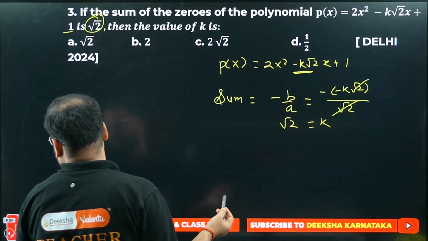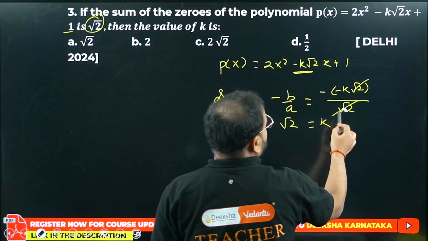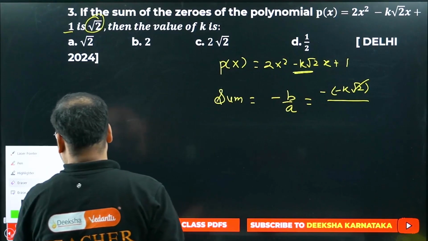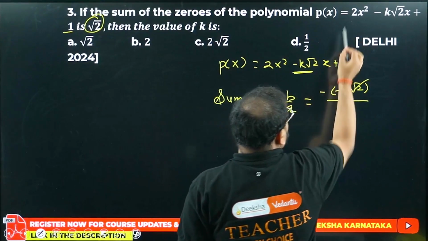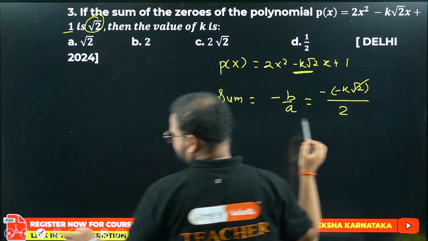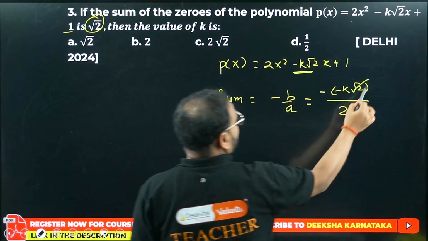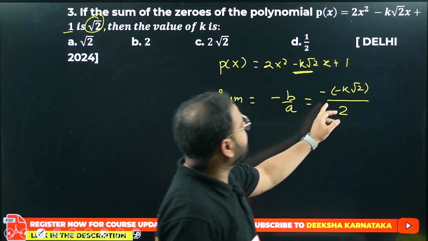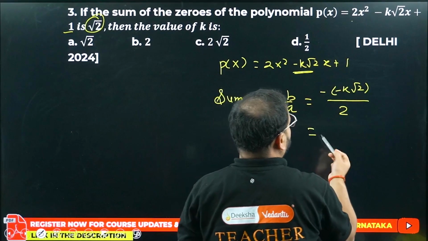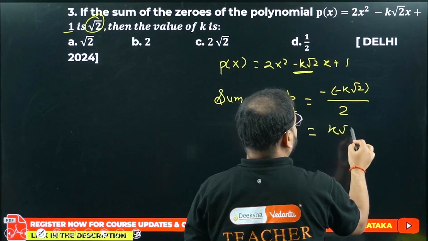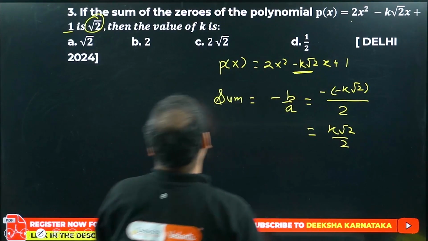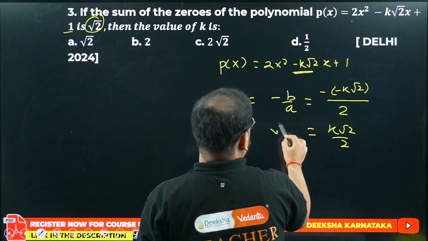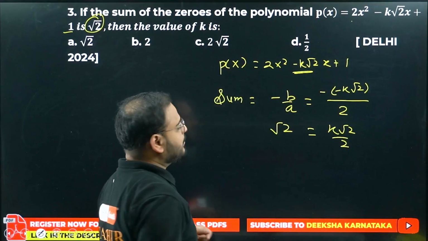Okay, one mistake. Forgive me. This is not correct, sir. I have taken it wrong. A is 2, no? So I cannot cancel this. I have read something wrong. Okay. Minus, forgive me, minus k root 2. So this is going to be simply what? K root 2 by 2. Okay. And what is the sum? Sum is root 2. Okay. So I'll write here root 2. Alright. Sum is root 2.